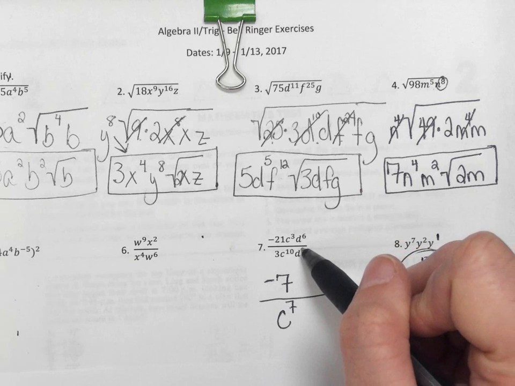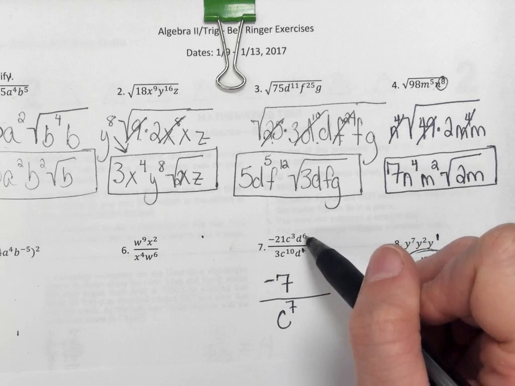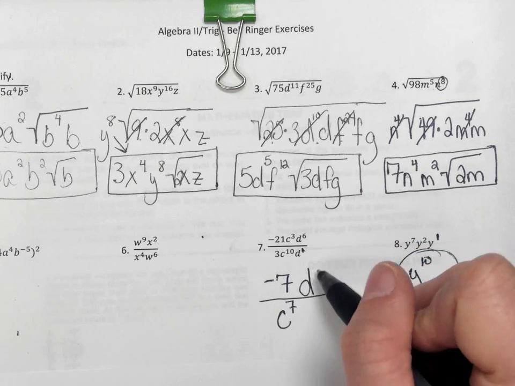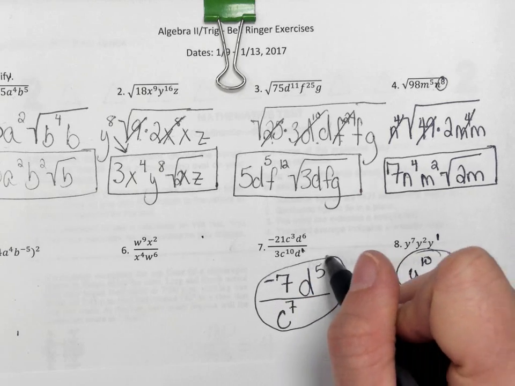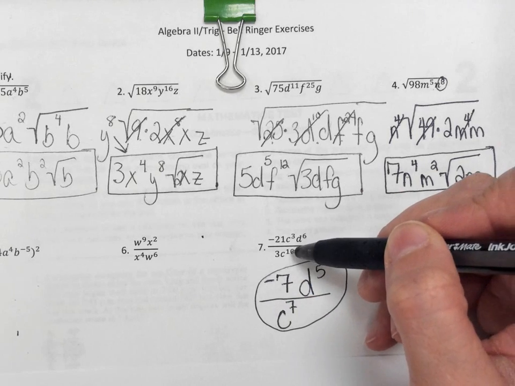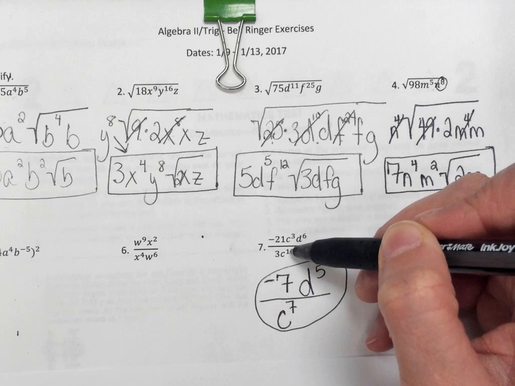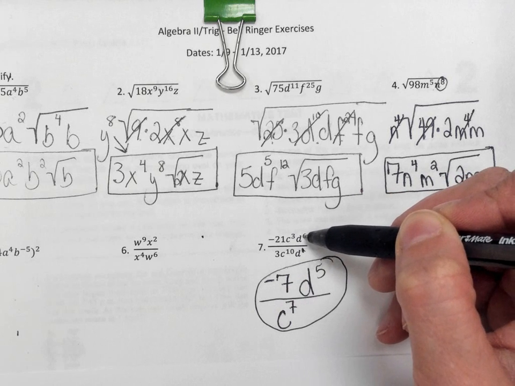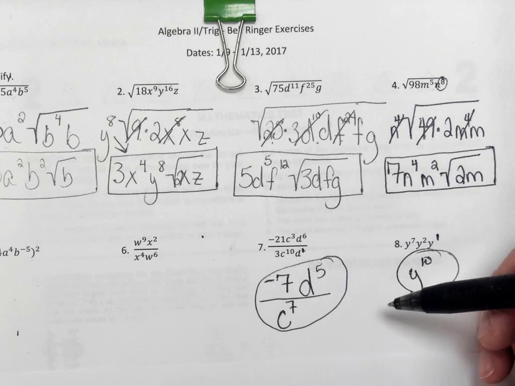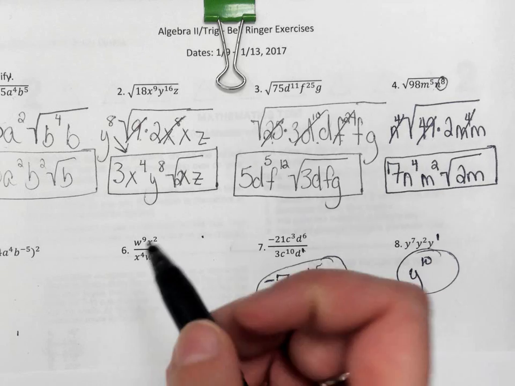All right, what about these two? I'm going to subtract them, and I get 5. But where does it go? D to the top. To the top. Very good, because that's where the biggest one. Yes, ma'am. The bigger one, see how c to the 10 is bigger than c to the 3? Goes on the bottom. But this one, d to the 6 was bigger. That's why it went on the top. Okay.